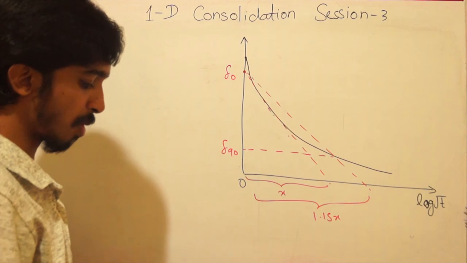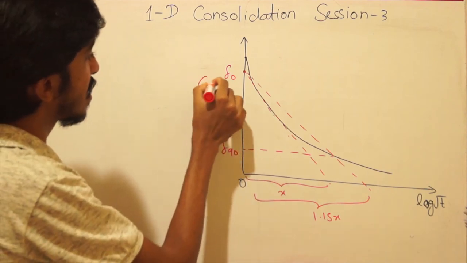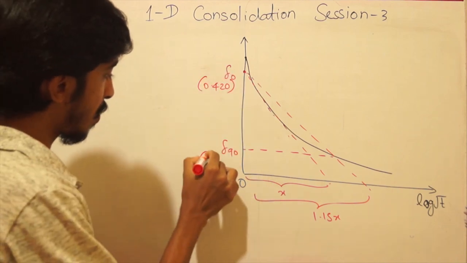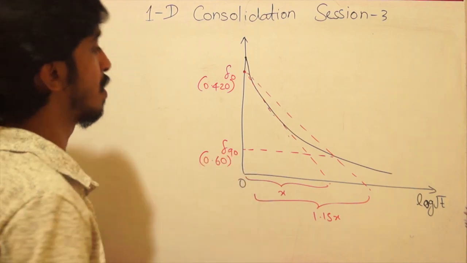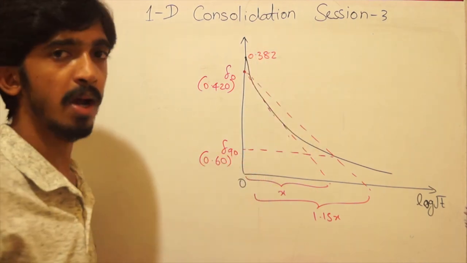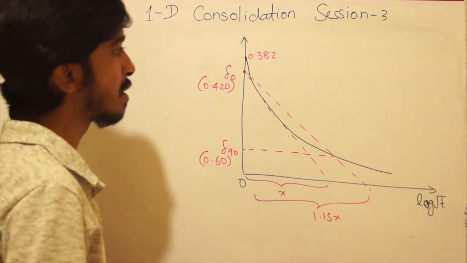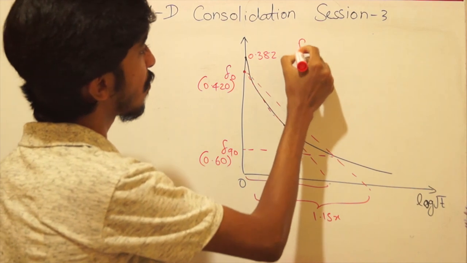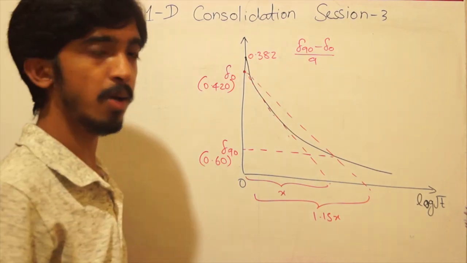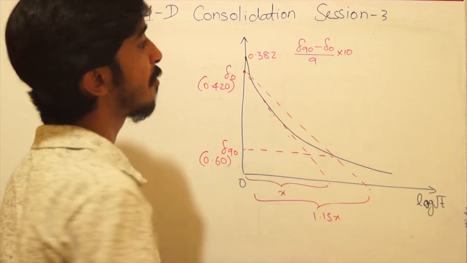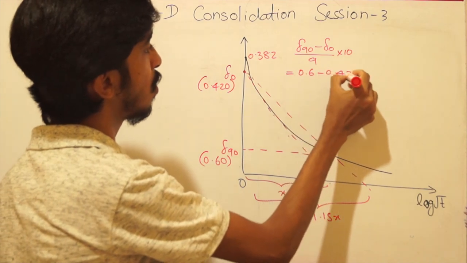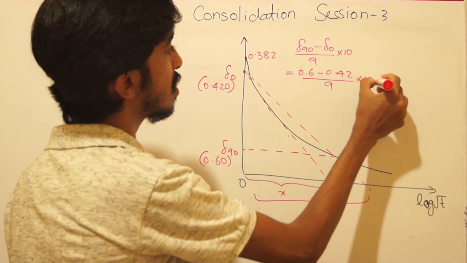According to my laboratory data, surprisingly, this came as the exact value and this gave a value of 0.60. Here this value is 0.382. So we can find where the 100% primary consolidation has ended. It's a simple linear interpolation. Delta 90 minus delta 0 is 90%, the 9 portions of the total settlement, and we want to know the full 100%, that is 10 portions. So here this is 0.6 minus 0.42 by 9 into 10.